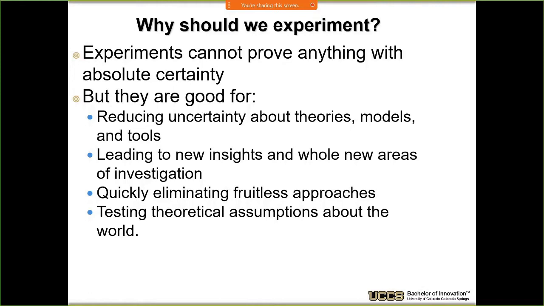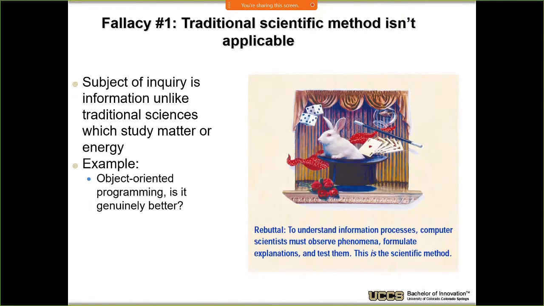I care if it's good. I can only do that by relating it back to the real world. So let's look at some of those fallacies, some of the reasons people think it's not good to do experimentation in computer science. So fallacy number one: the traditional scientific method really isn't applicable in computer science, right?